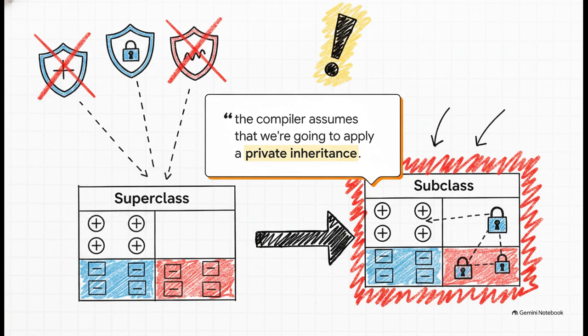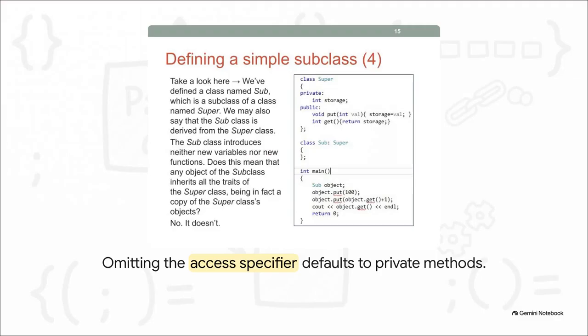What happens if you just forget to write public, protected, or private? Well, as our source material warns, when we omit the visibility specifier, the compiler assumes that we're going to apply a private inheritance. That means all the public components of your superclass suddenly turn into lockdown private access within your subclass. Let's actually see that trap in action.